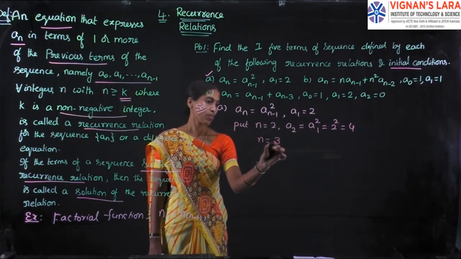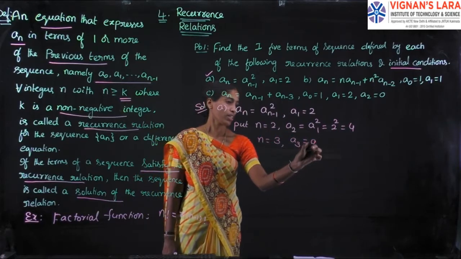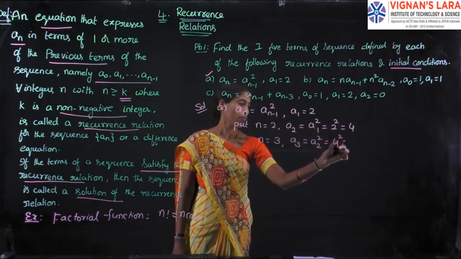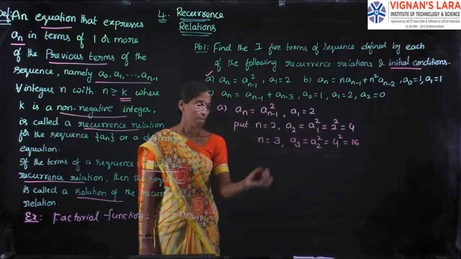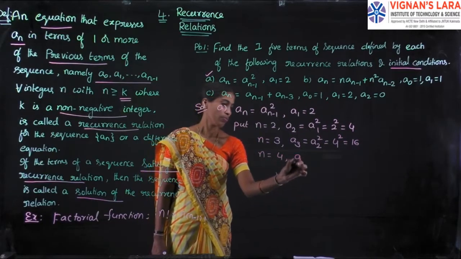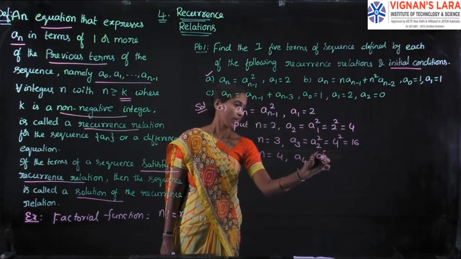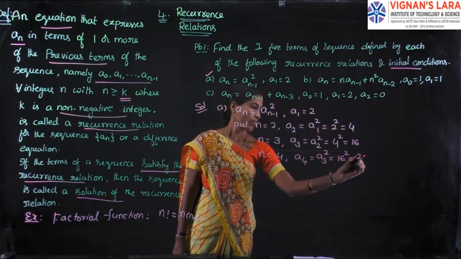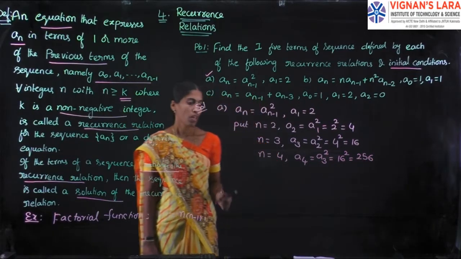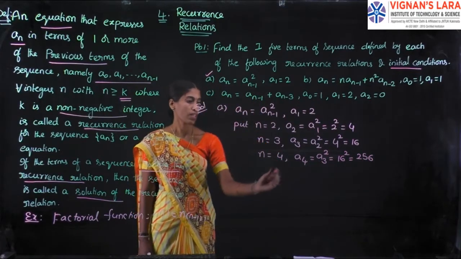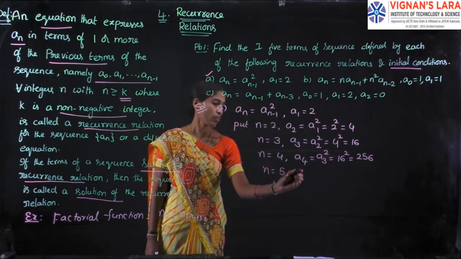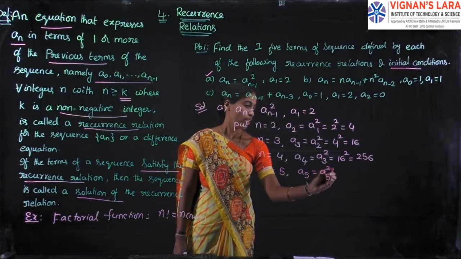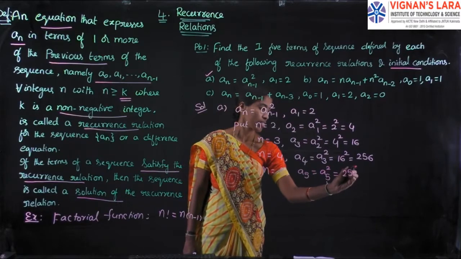Next put n is equal to 3. a3 is a2 square, where the previous value a2 is 4. 4 square is 16. Next put n is equal to 4. a4 is a3 square. The a3 value is 16. Square is 256. Now we have found the fourth value of the sequence. Next we find the fifth value, which is a5 is equal to a4 square, which is 256 square.